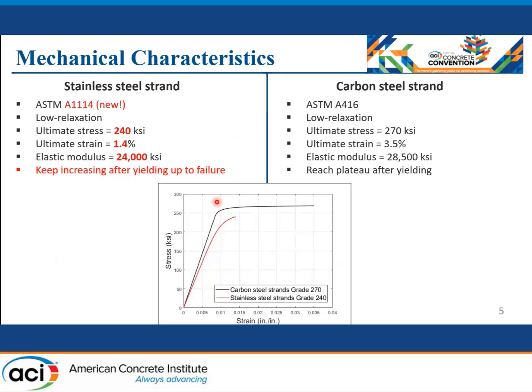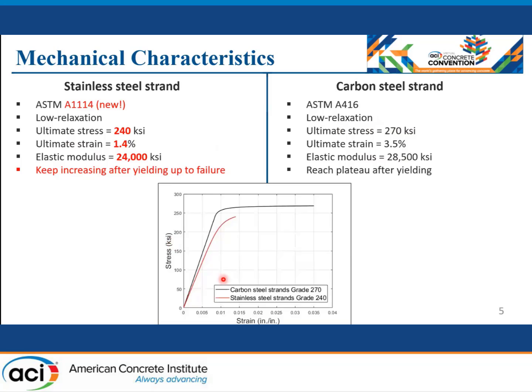So stainless steel strand has completely different mechanical characteristics compared to carbon steel strands. Recently, a new ASTM standard was released, A1114, which specifies the minimum guaranteed mechanical properties of the stainless steel strands. The ultimate stress is 240 ksi compared to 270 ksi. The ultimate strain is 1.4 percent compared to 3.5 percent, which is significantly lower, and the elastic modulus is lower as well.